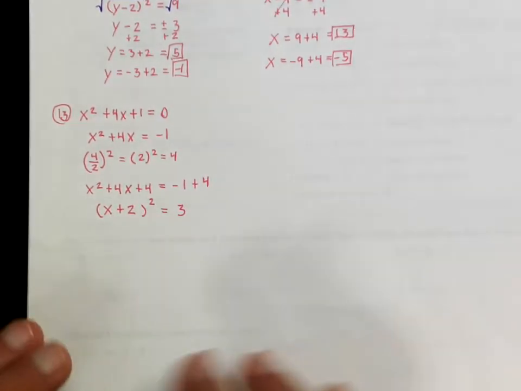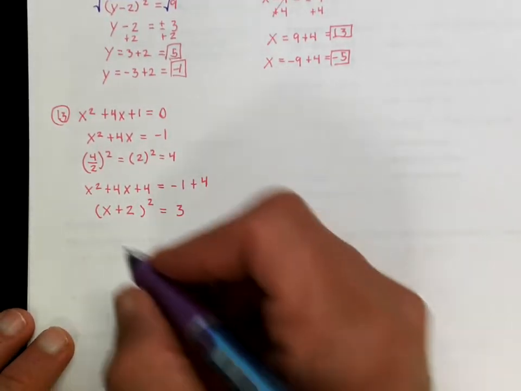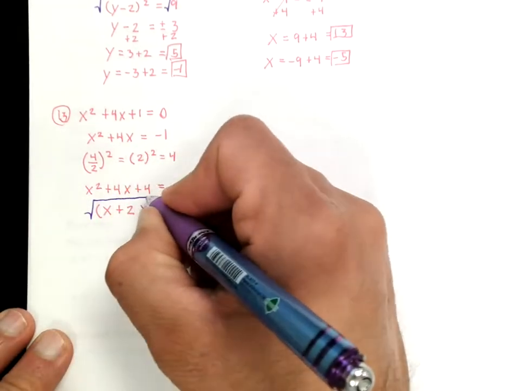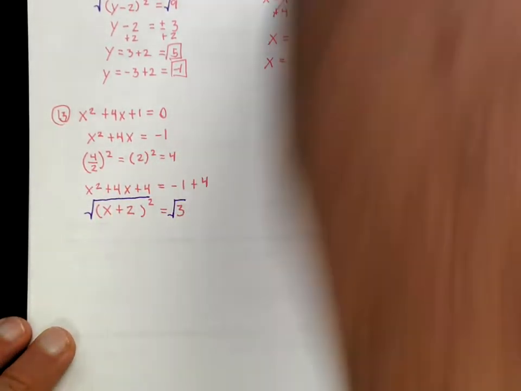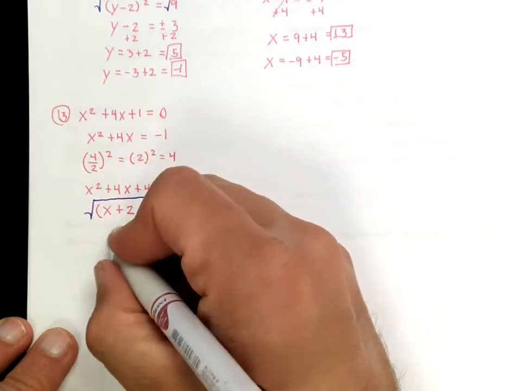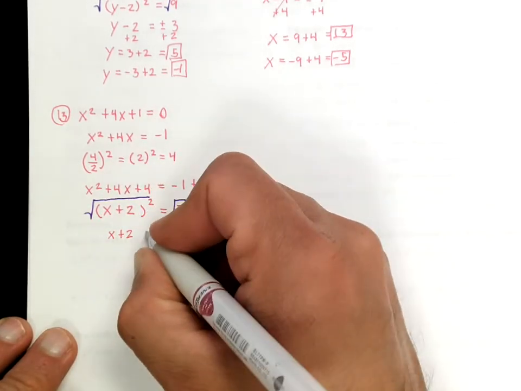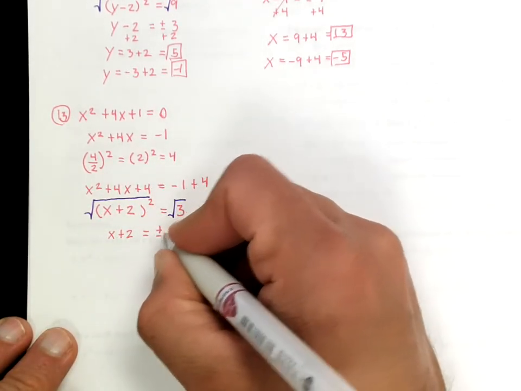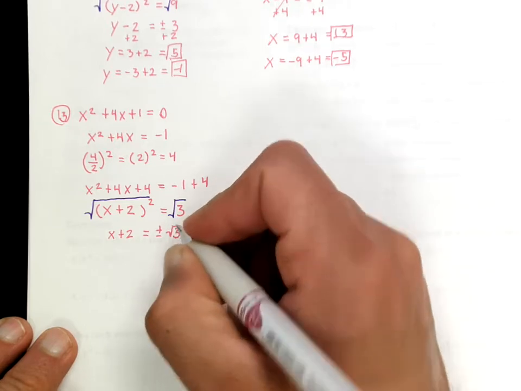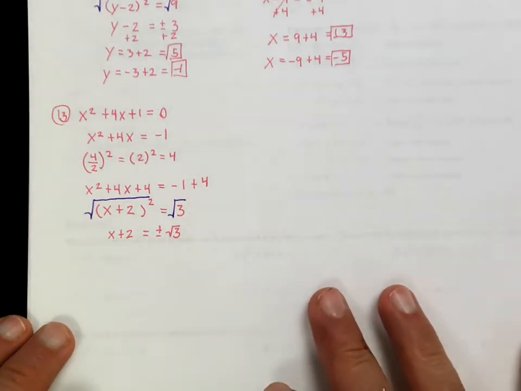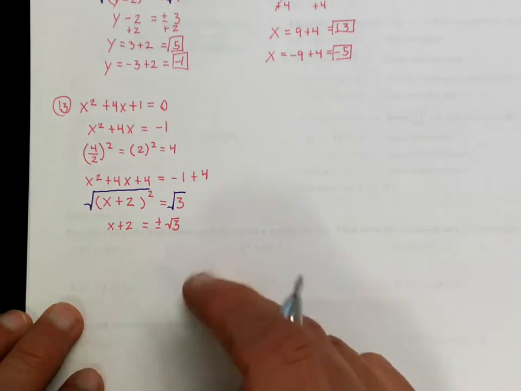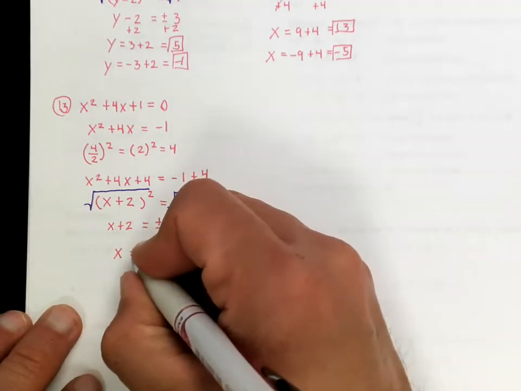And just like that other one, I'm going to take the square root of each side. And that's going to give me x plus 2 plus or minus the square root of 3. And after that, very simply, I'm going to subtract the 2 from each side.